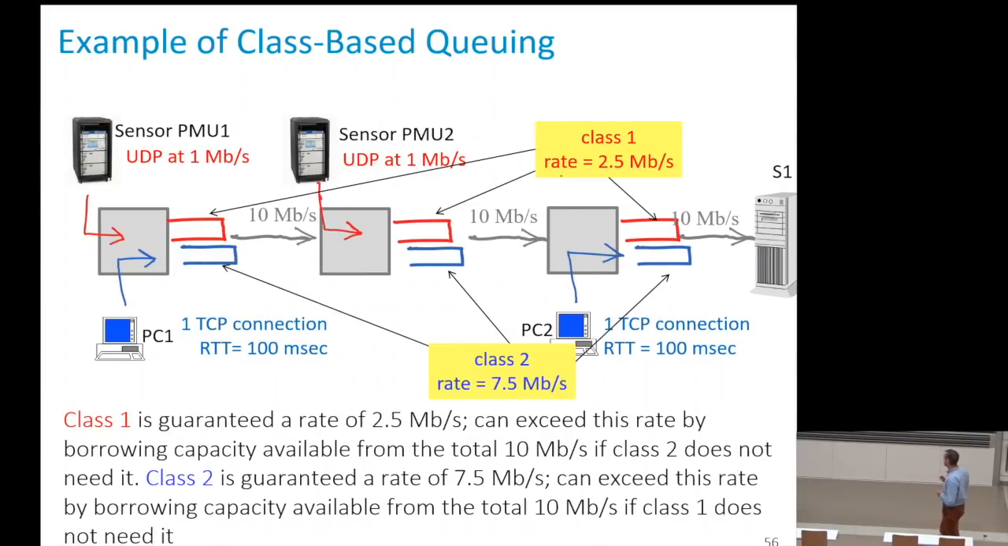Let me explain this on this example here. Here I'm showing 3 routers and 2 classes of traffic. One is streaming sensors, PMUs, that send data at 1 megabit per second. So this is an industrial network, if you want. In this industrial network, there are sensors that send using UDP at a constant rate, so they are not congestion controlled. And there is also a number of other flows that are TCP connections. Even in an industrial network, you still have TCP connections for best effort traffic.